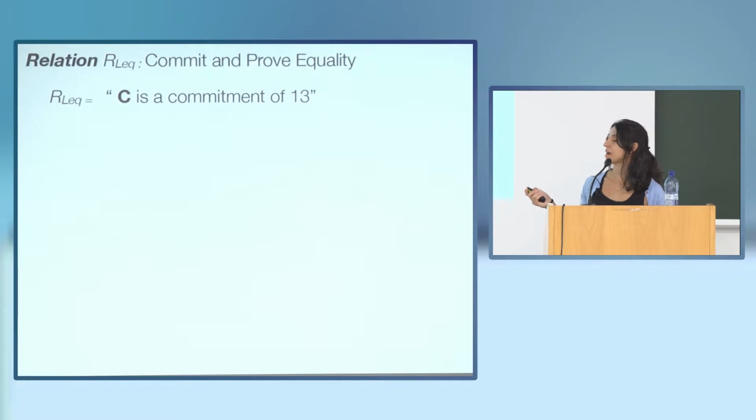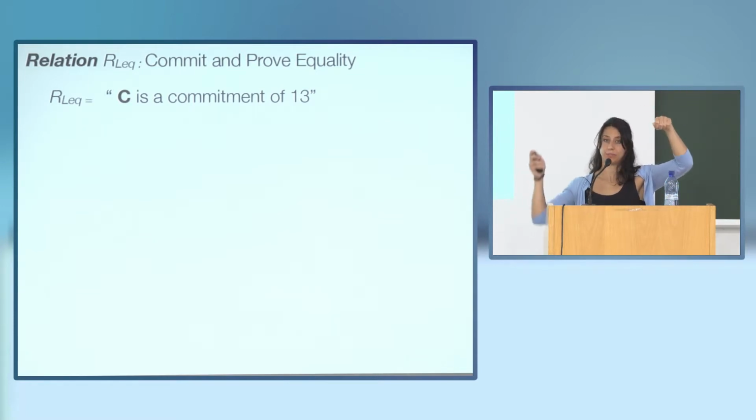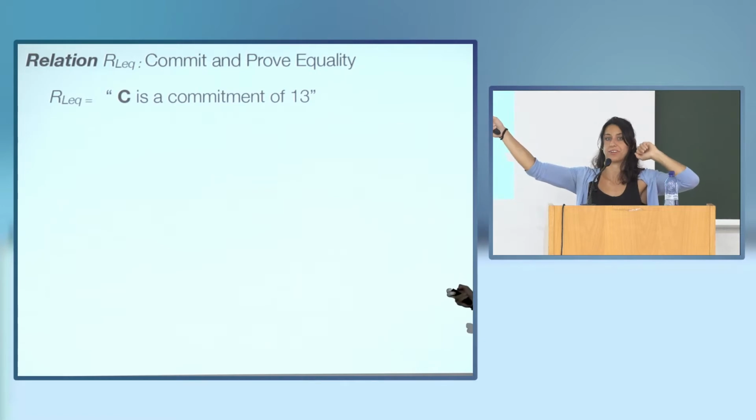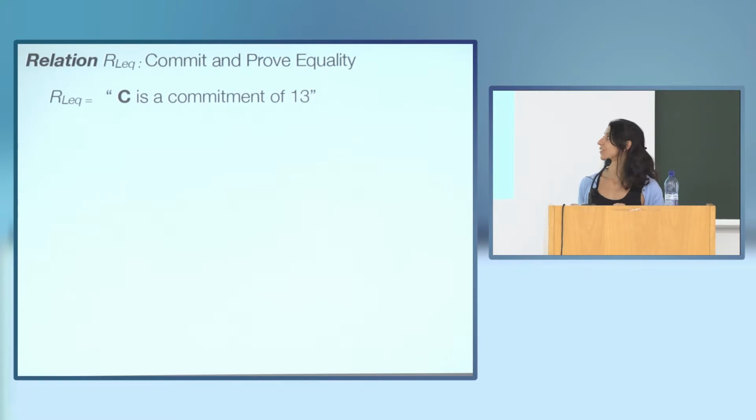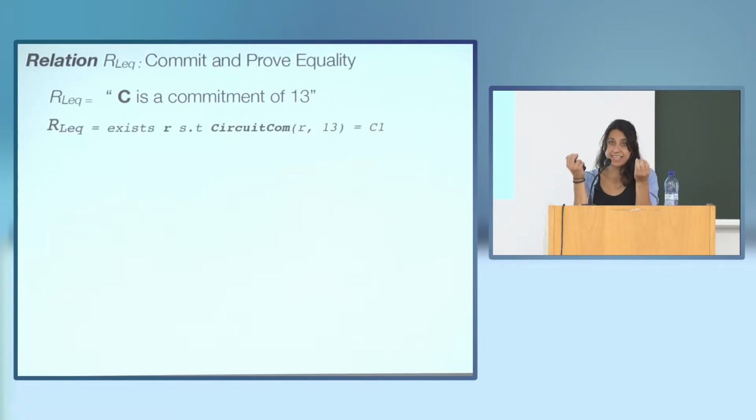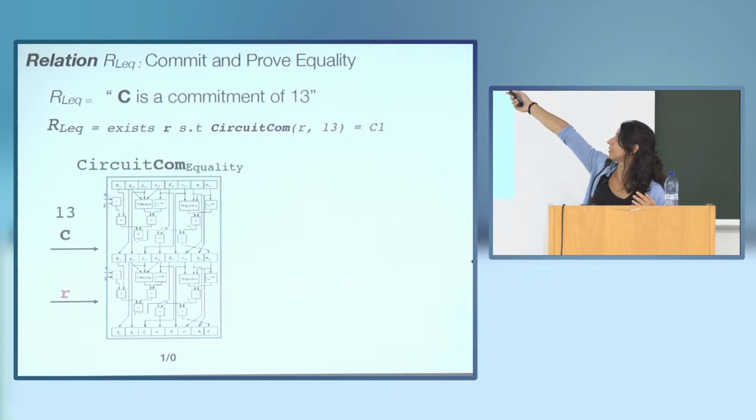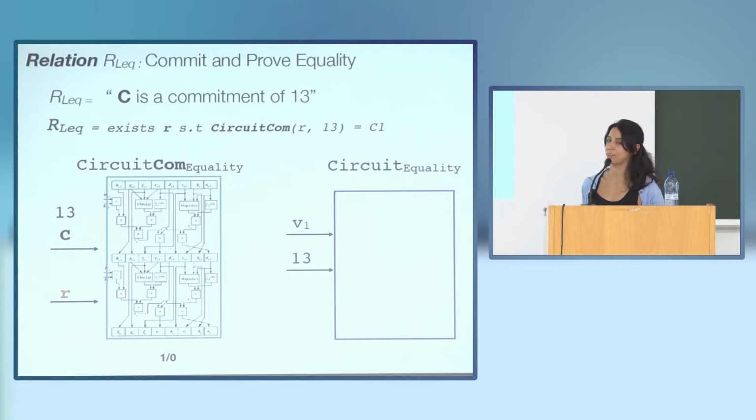So let's say I want to prove that a commitment C is a commitment of 13. It's an equality. I want to prove that if I had opened the commitment, the input of the commitment was 13. Now, if I want to do that, it doesn't matter if I have a black box zero knowledge available. My statement says that what I'm proving is that there exists a randomness, such that the circuit of the commitment, with input 13, will give me C. And the circuit of the commitment can be arbitrarily complex. Compare this with the circuit of equality.